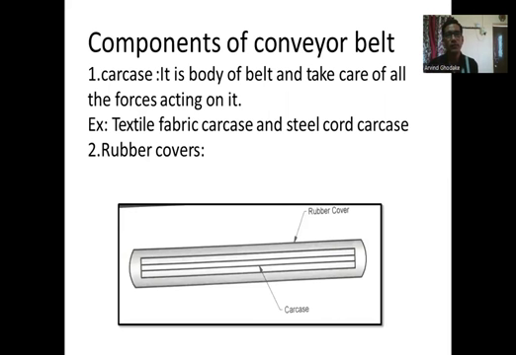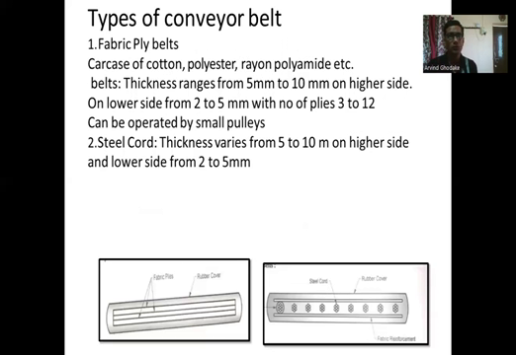Then the components of a conveyor belt. First one is the carcass. It is the body of the belt and takes care of all the forces acting on it, for example, textile fabric carcass and steel cord carcass. The second one is the rubber covers. So these are the components of a conveyor belt. In the diagram you can observe the carcass inside and the rubber cover outside.